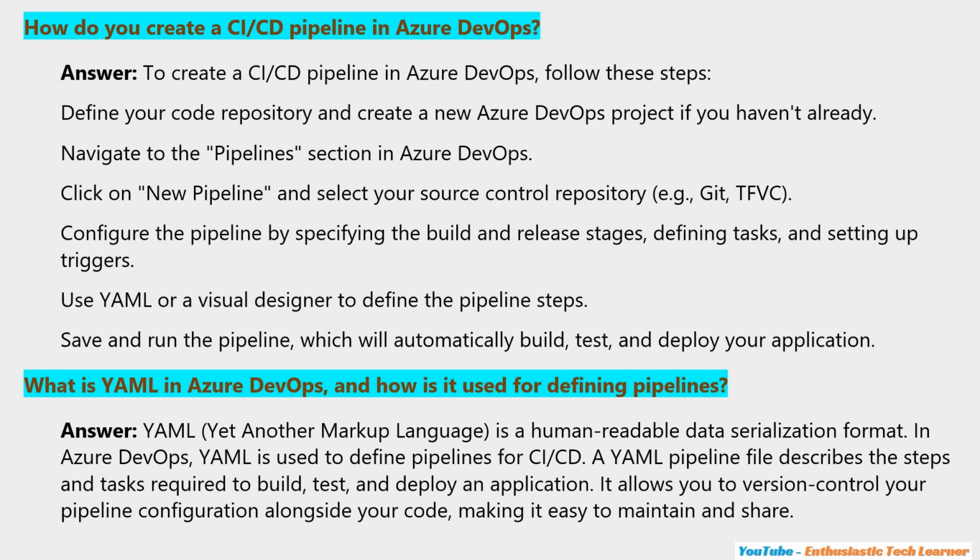What is YAML in Azure DevOps and how is it used for defining pipelines? Answer: YAML, yet another markup language, is a human-readable data serialization format. In Azure DevOps, YAML is used to define pipelines for CI/CD. A YAML pipeline file describes the steps and tasks required to build, test, and deploy an application. It allows you to version control your pipeline configuration alongside your code, making it easy to maintain and share.